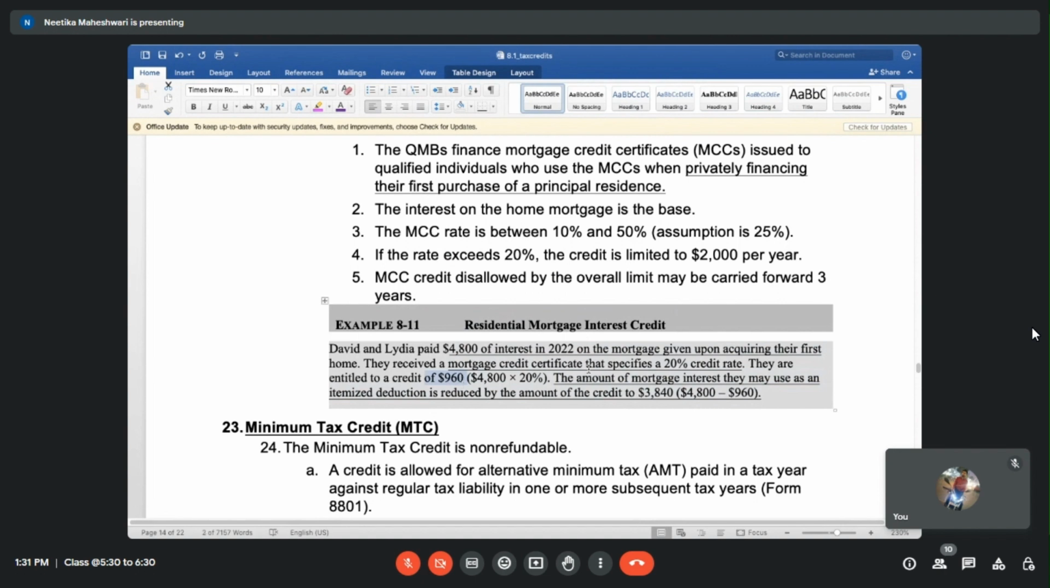And now the mortgage interest that they may use on their Schedule A as a deduction is reduced by the amount of credit. So even though they paid the full $4,800, they cannot take the entire deduction. It's just meant to be fair that you cannot take a deduction as well as a credit on the same mortgage interest. Getting a credit is much more beneficial because it is straight away reducing your liability. So take that $960 credit, but then reduce your deduction so that you would still be at an advantage.